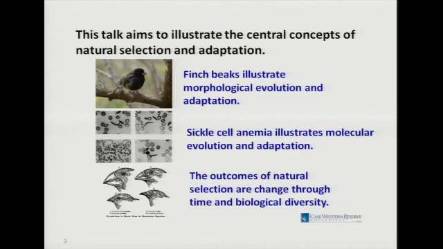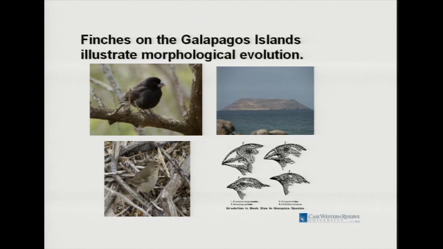What I plan to do is to illustrate the central concepts of natural selection and adaptation. Finch beaks illustrate morphological evolution and adaptation. Sickle cell anemia illustrates molecular evolution and adaptation. And the outcomes of natural selection are biological change through time and biological diversity, as illustrated by this classic drawing of Darwin's finches from the Galapagos Islands.